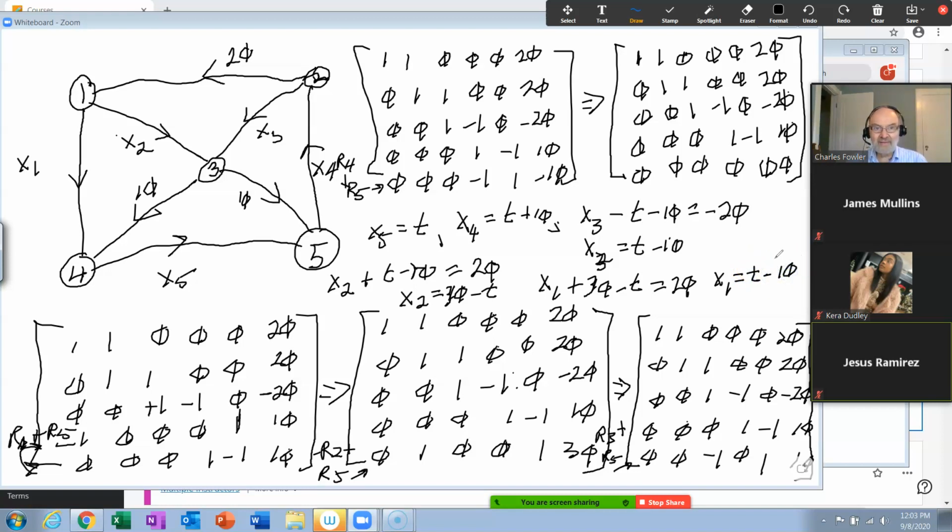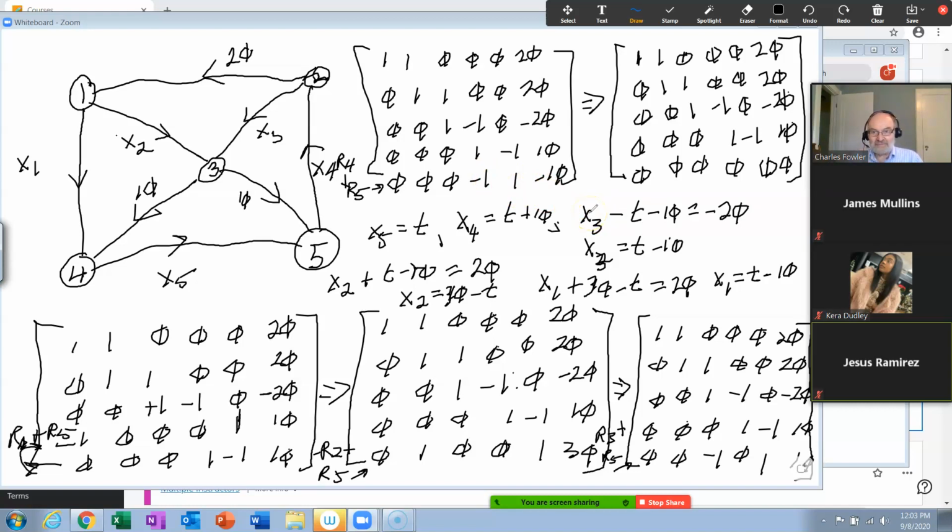Now, I just noted that if you added x1 plus x2, you got 20, and x2 plus x3, you got 20. So that means x1 minus x3 had to be 0, so that means x1 is equal to x3, and sure enough it is.